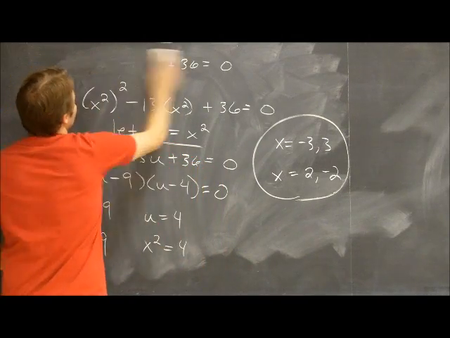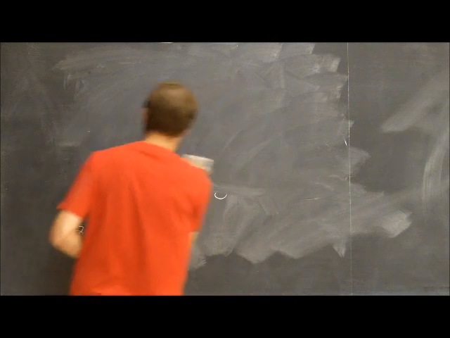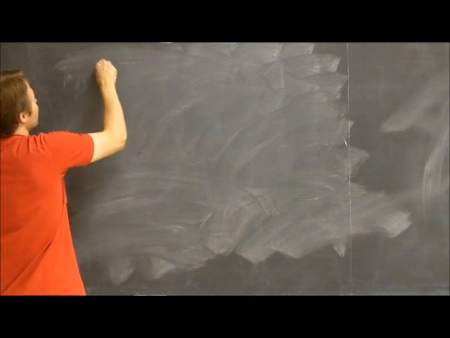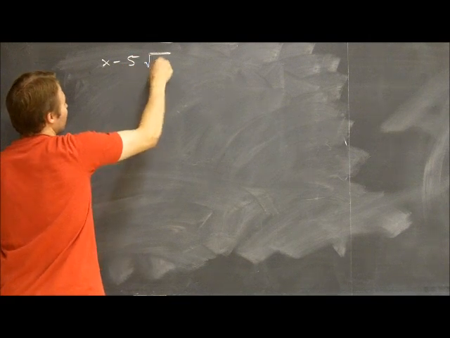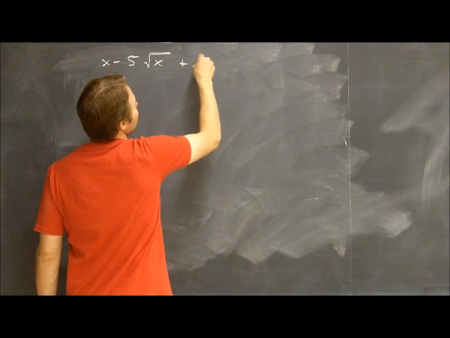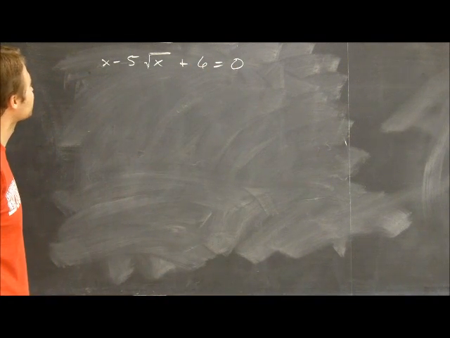Let's try a different one. Because there's a few different forms that these can come in, and some of them are not so obvious. For example, in this equation, x minus 5 times the square root of x plus 6 is equal to 0.